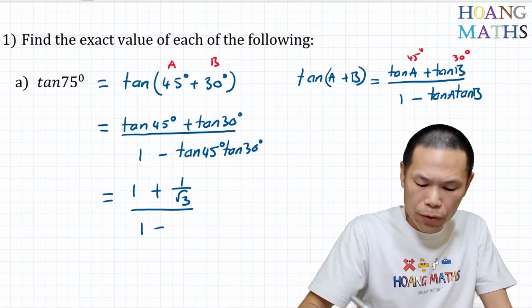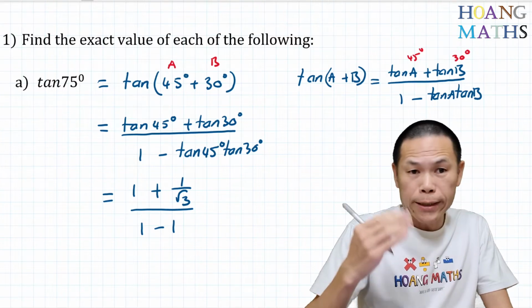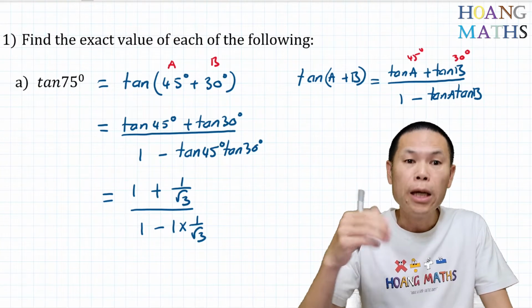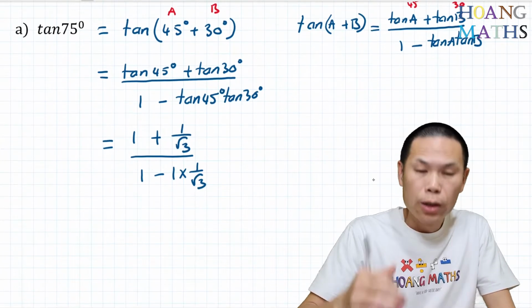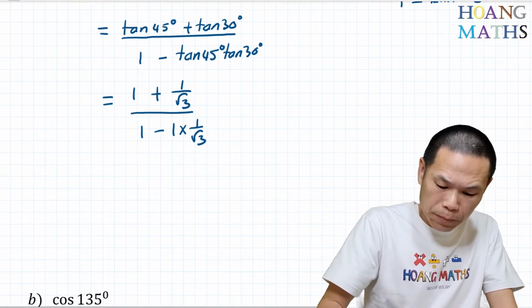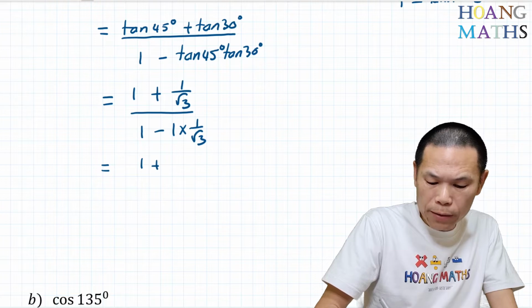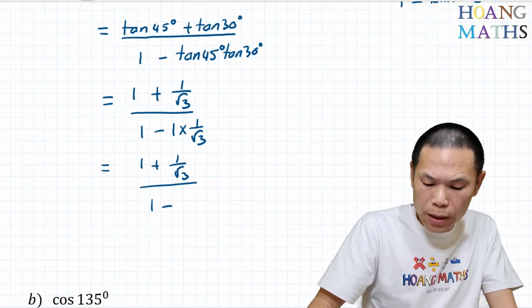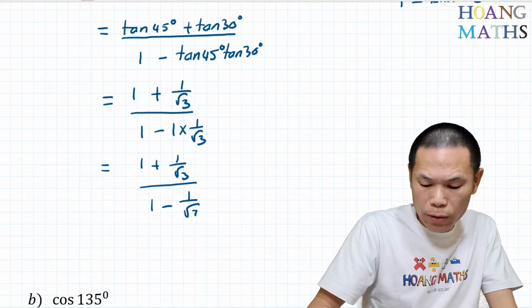Tan of 45 degrees is 1, and tan of 30 degrees times by 1 over root 3, because tan 30 is 1 over root 3. So let me just simplify a little bit further. This will give me 1 plus 1 over root 3 over 1 minus 1 over square root of 3.